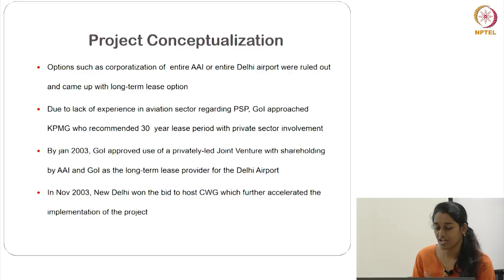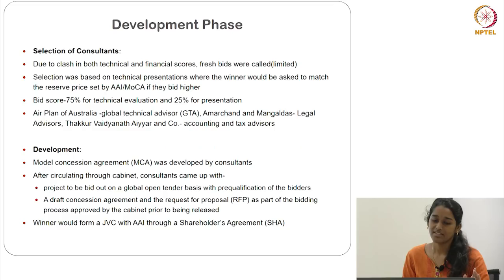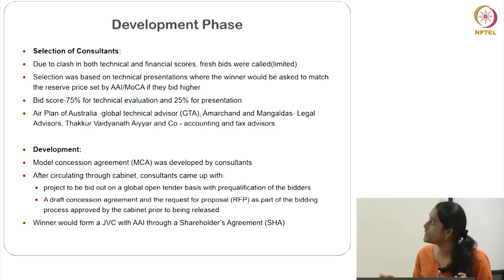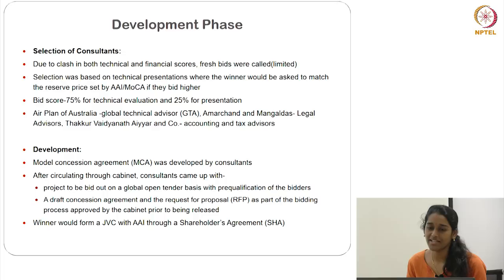Within 10 months of this bill being accepted, in November, New Delhi won the bid to host the Commonwealth Games, which made earlier completion of the project much more necessary. So this was the development phase of the project. First, an EMOG was formed to oversee how the process should be handled, and selection of consultants was done. Some prioritized technical scores and some prioritized financial scores, but there was a clash. So they called for a fresh bid on a limited basis. Only the top three bids were called, and based on their technical presentations the winner was announced. The bid score was 75% for technical and 25% for presentation.